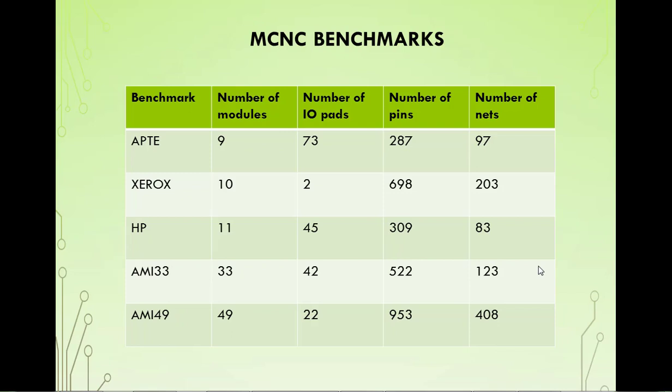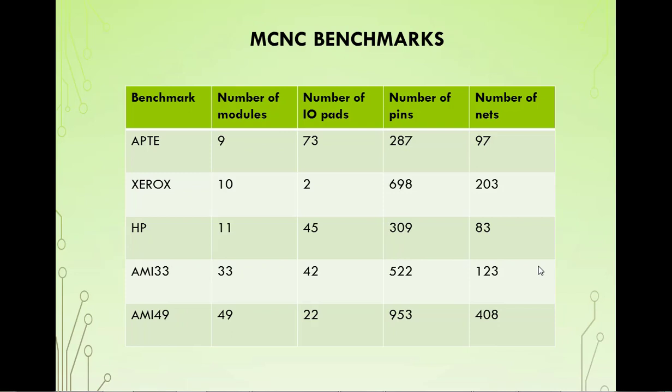Now what is the number of IO pads for it? The number of IO pads is equal to the number of pins or terminals that the parent module has. In AMI 33 we have seen that the parent module has 42 terminals. That means it has 42 pins also.